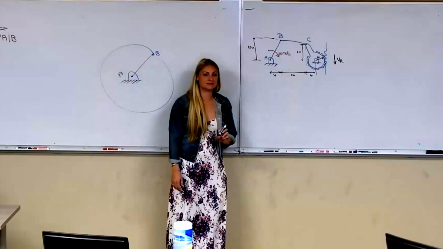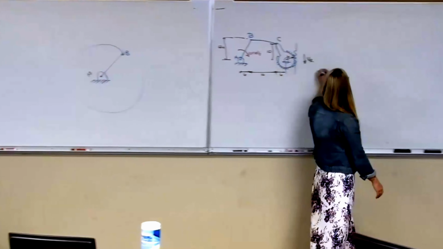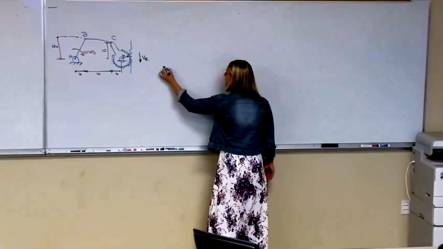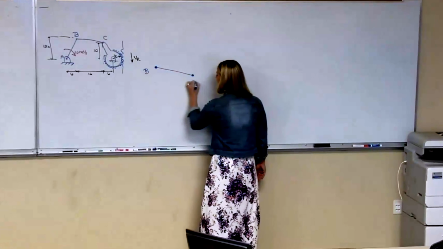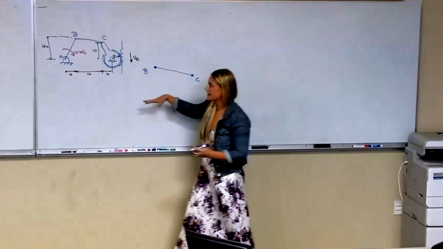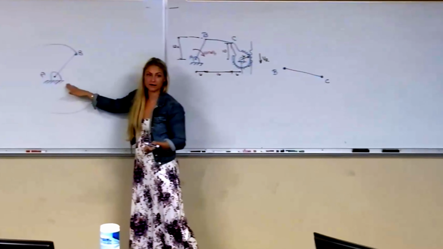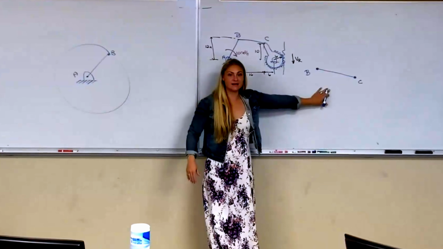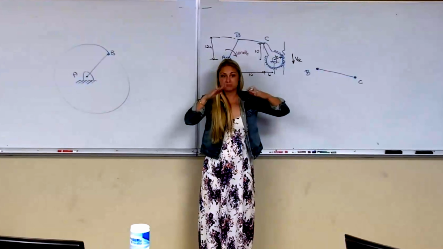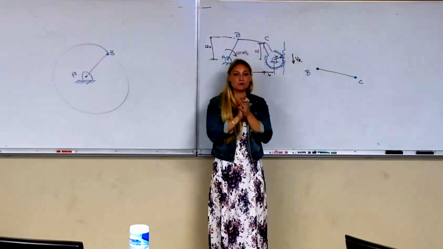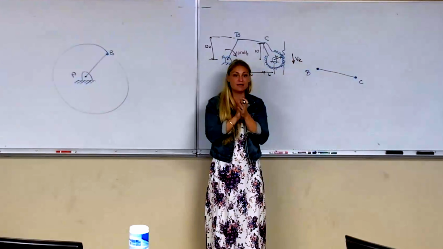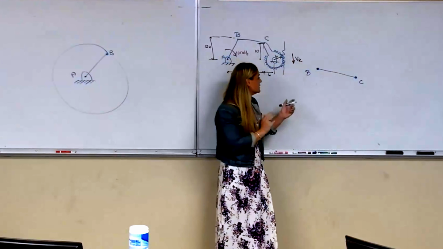But here we have B and C. If we isolate rigid body BC, it is not grounded. I don't see ground anywhere. That means that this link can rotate, it can move, it can do anything. So that means that the motion that we are going to use to describe it is planar. So this is going to be planar motion.